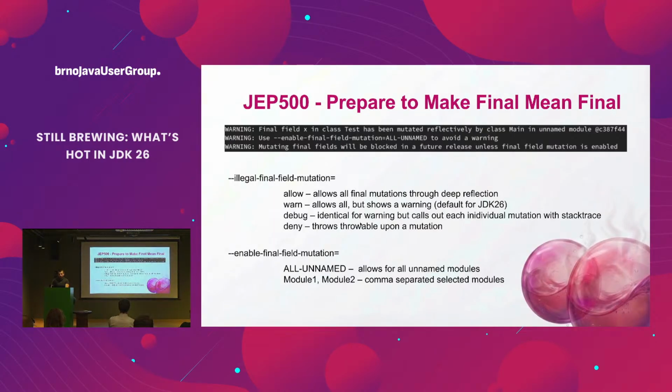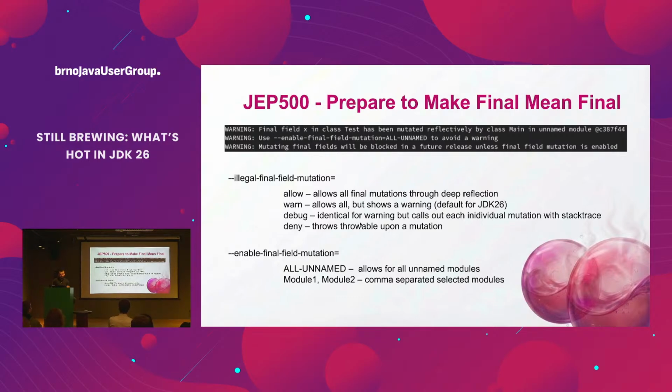So that's about it. There are new arguments for this JEP. They are illegal final field mutation, which is global. With this argument, you can allow, warn, debug or deny the modification, and with enable final field mutation, you can turn it on and off for individual modules. ALL-UNNAMED is a keyword for all the unnamed modules, because not every time you have a module. That's JEP 500. Does anyone have any questions about this one?